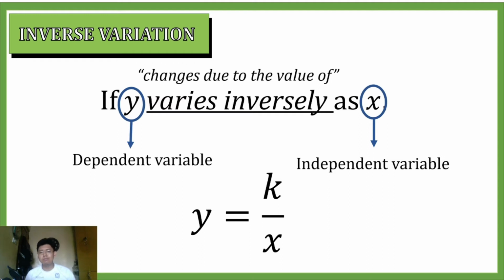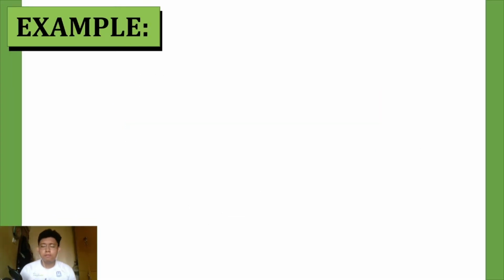The difference between direct variation and inverse variation is the operation between the constant of variation and the independent variable. In inverse variation, we have division. And let's have an example of an application of inverse variation.